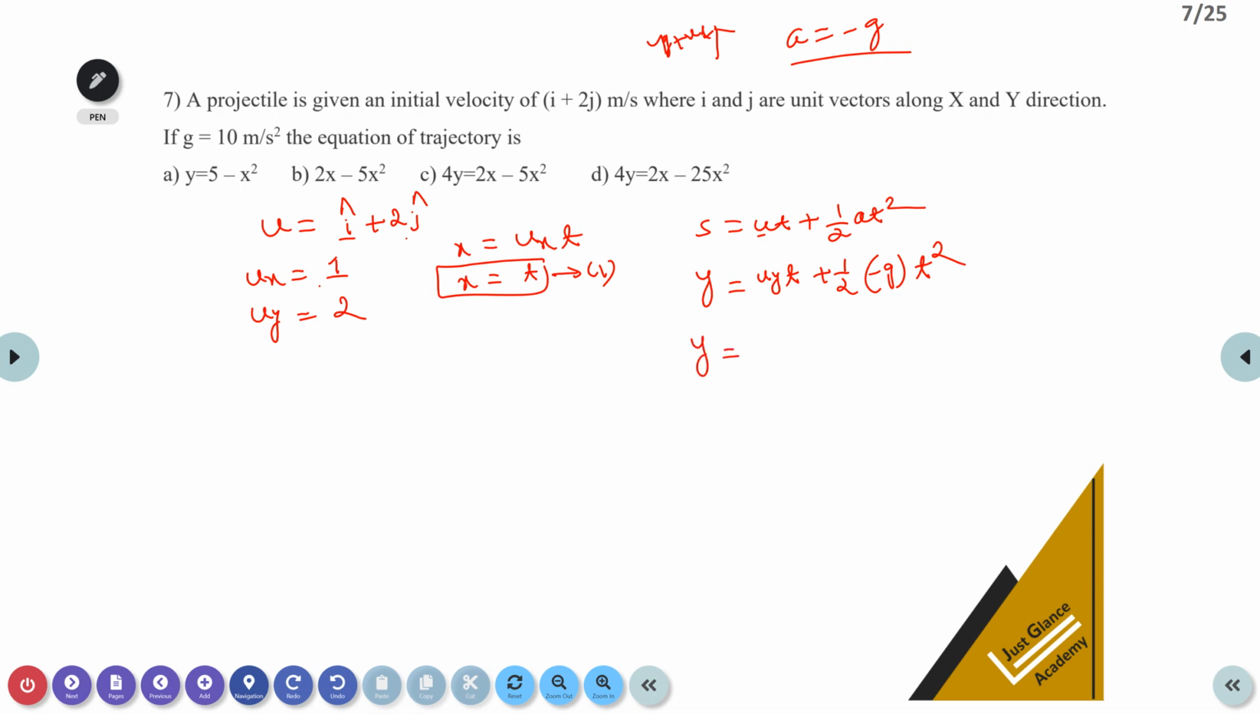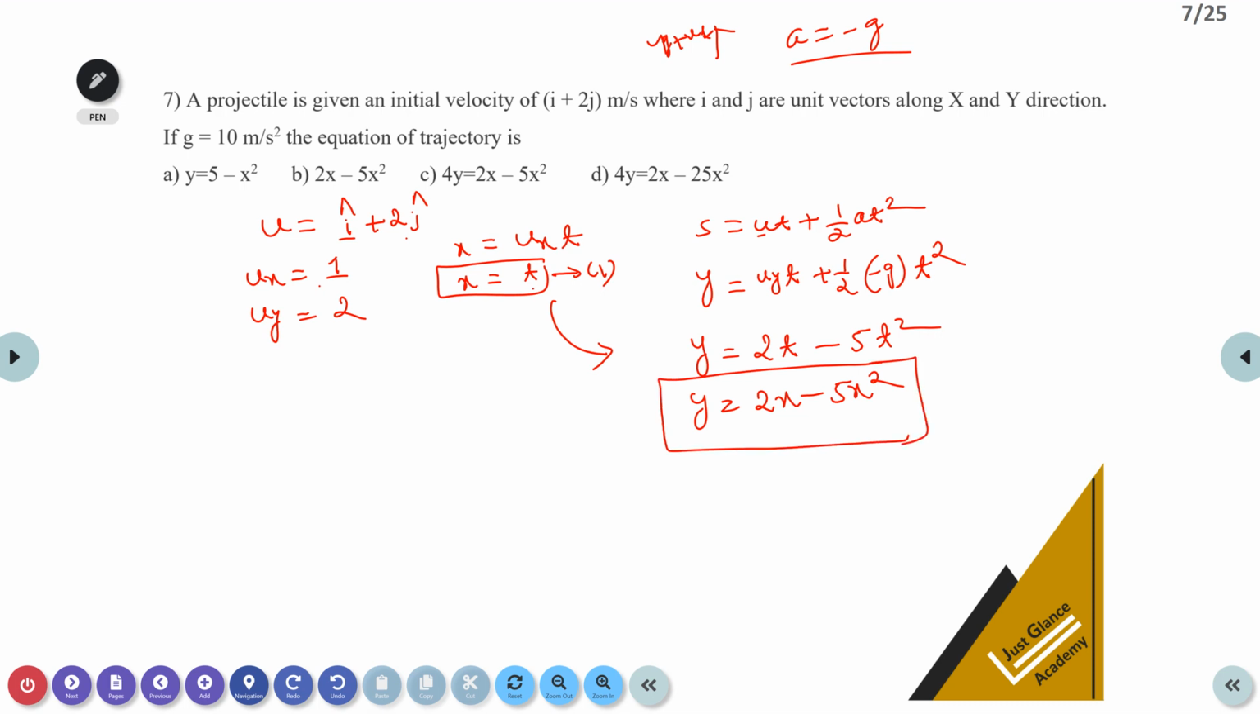Here, y equal to uy, what is the value of uy? It is 2t, minus 5 into t square. But I know from equation 1 that t is nothing but x. So y equal to 2x minus 5x square. This is the equation of the trajectory, y equal to 2x minus 5x square. That's the right choice.